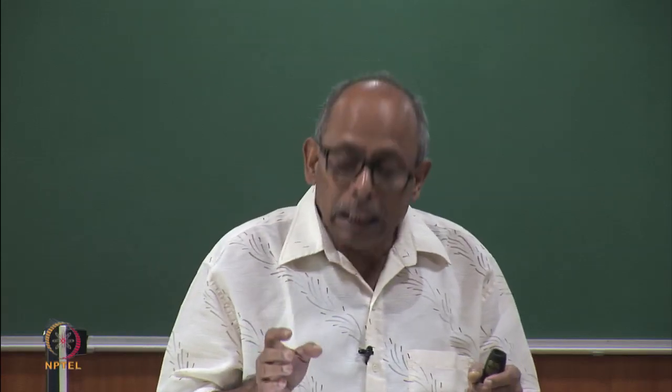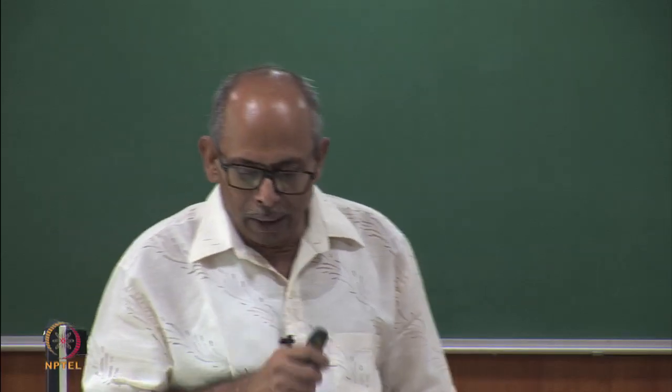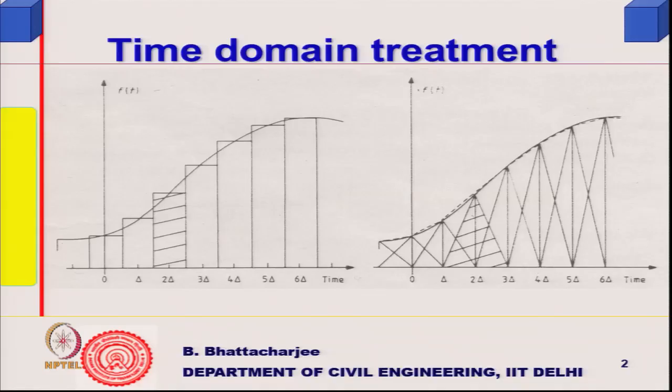Now, they used a different kind of treatment. The treatment was something of this kind. Any function, say temperature versus time, if it is something of this kind, you can actually approximate it by pulses. Take delta t, a small delta time, and you can break it into rectangular pulses, approximated by rectangular pulses, right.